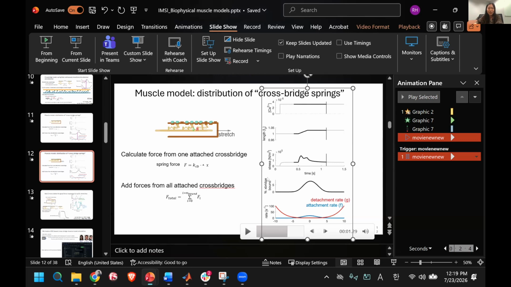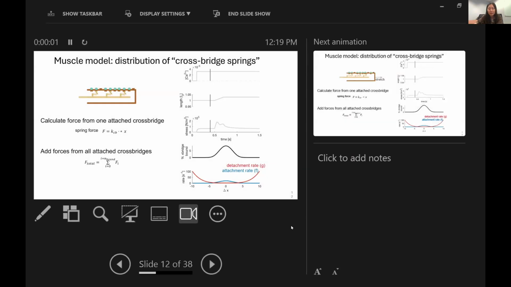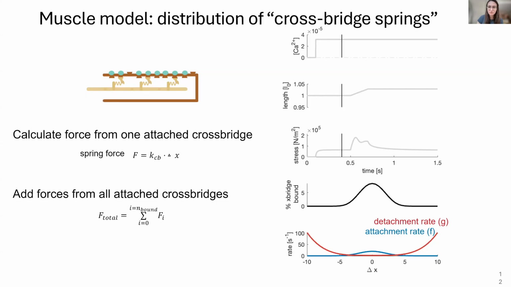Right, we'll go back to the presentation. We have a question in the chat. I wanted to make sure we address that. So I had one question: with what technique are you able to find out or look at the number of attached and detached cross-bridges?